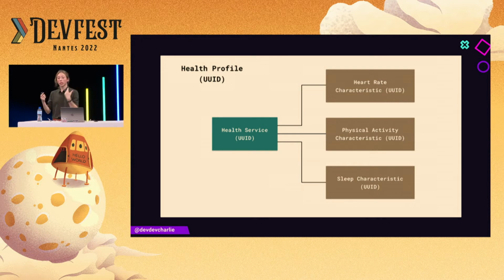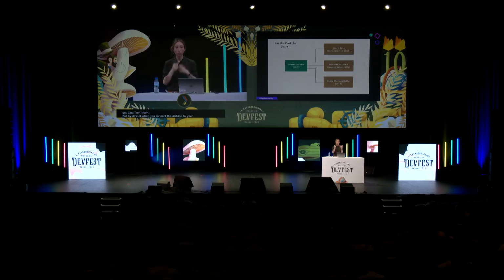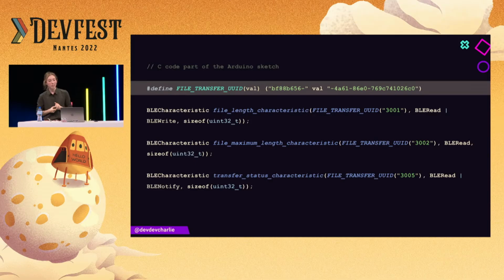But by default, when you connect the Arduino to your computer, no data is transmitted. If you have a Fitbit, there's already functionality uploaded in it. But an Arduino is kind of bare. If you don't upload any sketch, by default nothing is happening. So you can write your own, and you can set up your own services and characteristics that you can then subscribe to in JavaScript.